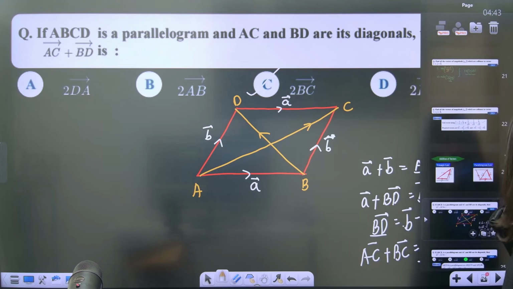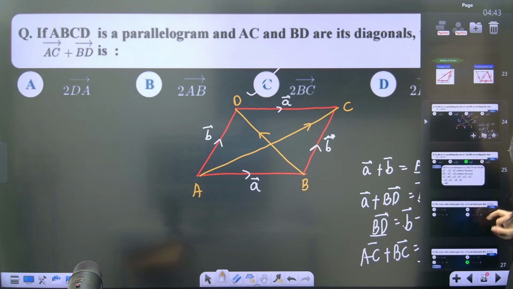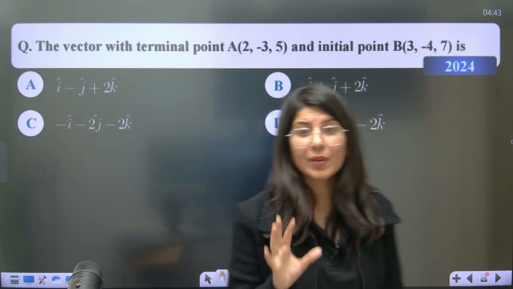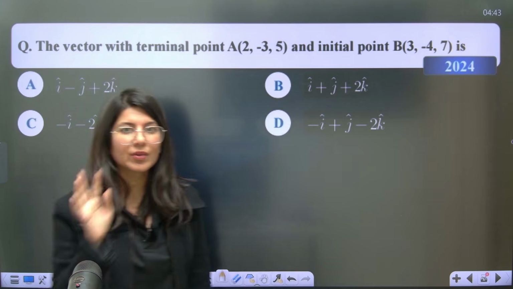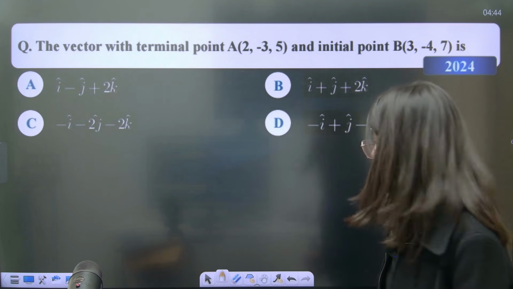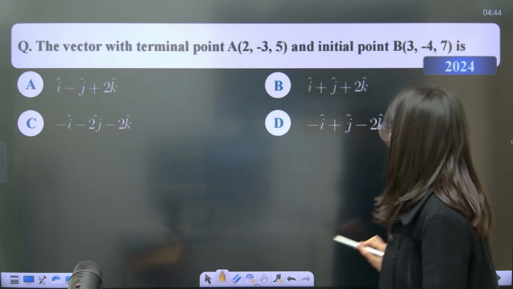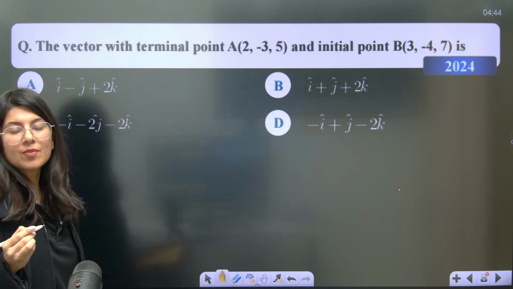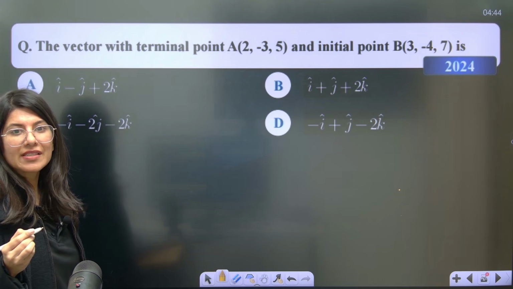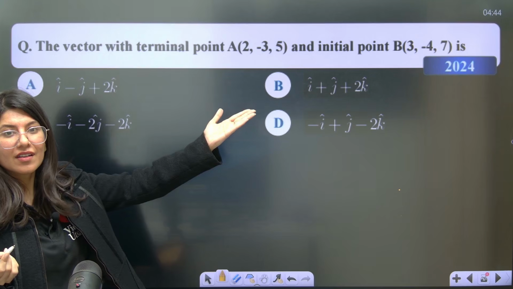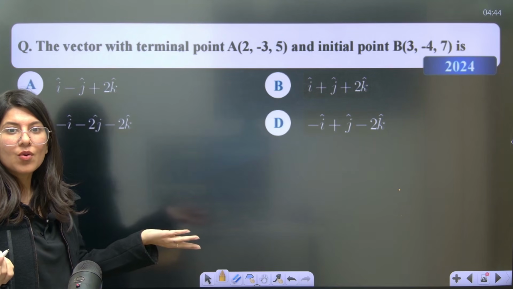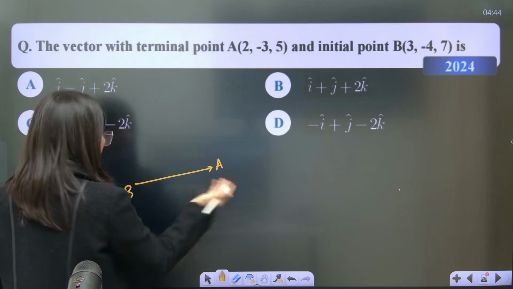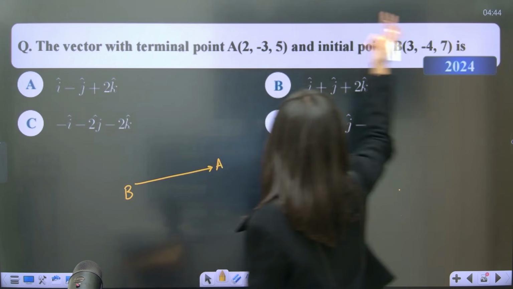Okay. All right. Clear. Perfect. Now we are having another question which is this. Again an MCQ from 2024. Latest questions I am doing. The vector with terminal point A (2, -3, 5) and initial point B (3, -4, 7) is... terminal and initial. So obviously we know how to write a vector. See, terminal is this, initial is this. BA vector is A minus B.